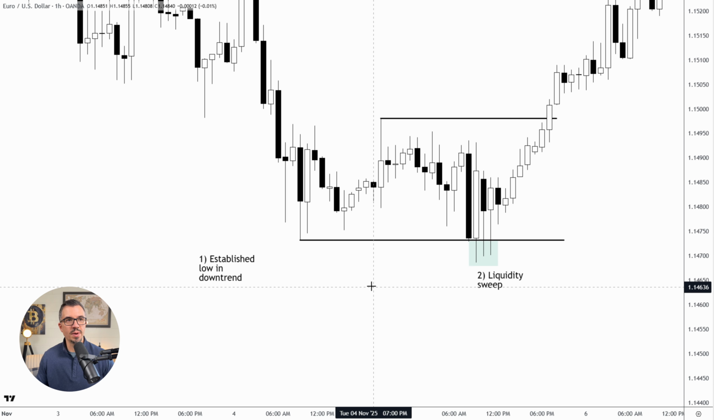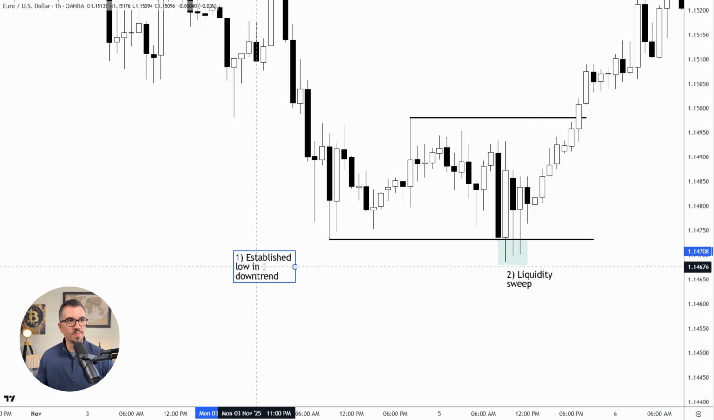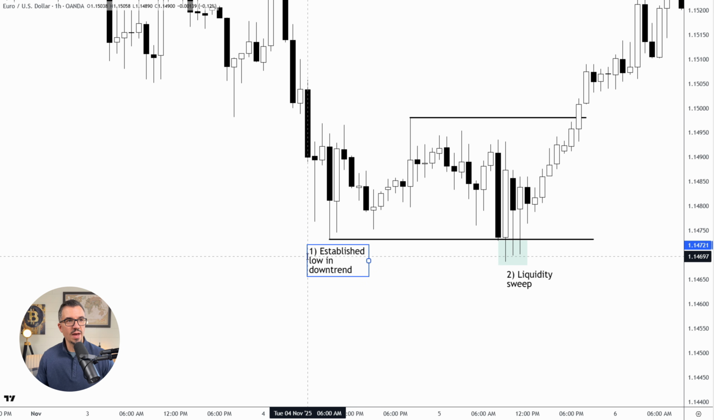Now let's talk about what's happening here, just so that we're all on the same page. Over here, you have buyers stepping in, you have stop losses going below this low, and then over here on step 2, you have the market wicking below. Now, if we had closed below this, that would change things a little bit.